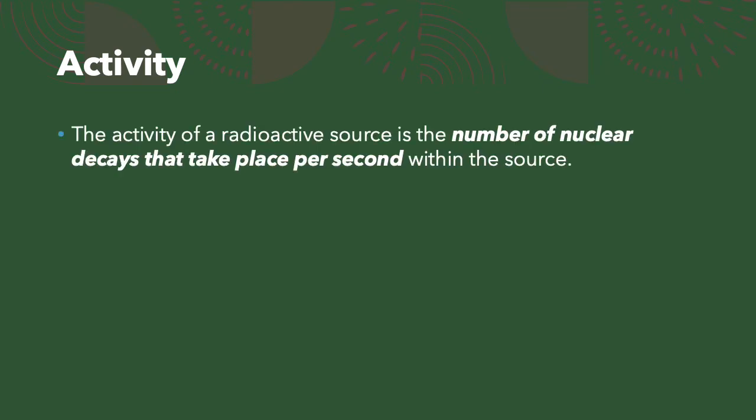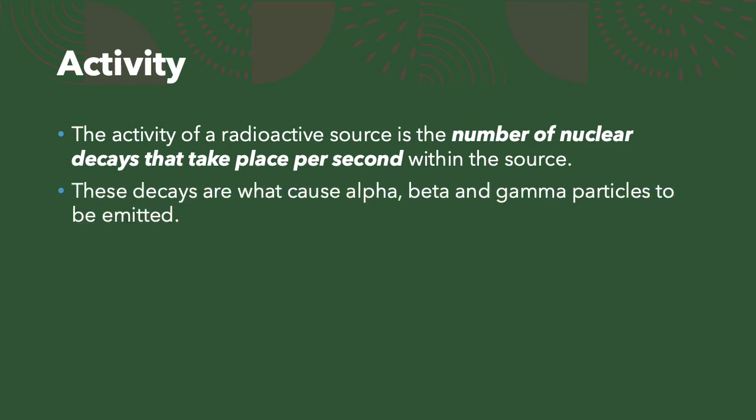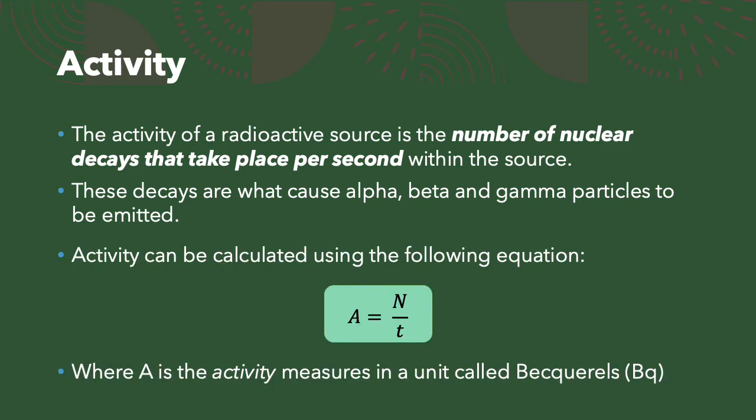Well, the activity of a radioactive source is just the number of nuclear decays that take place every second within that source. So remember we had our different types of decay, we had alpha, beta and gamma. This just basically tells us how many times per second one of those decays takes place. And when the decay happens, these particles, alpha, beta or gamma, are emitted from the nucleus of the atom. And we can calculate this activity by using the following equation.